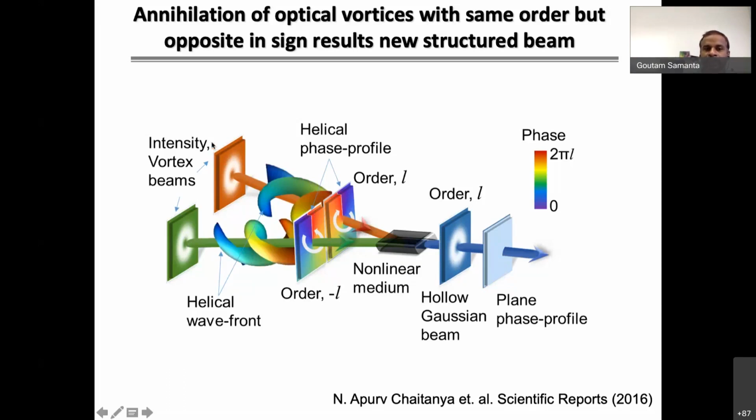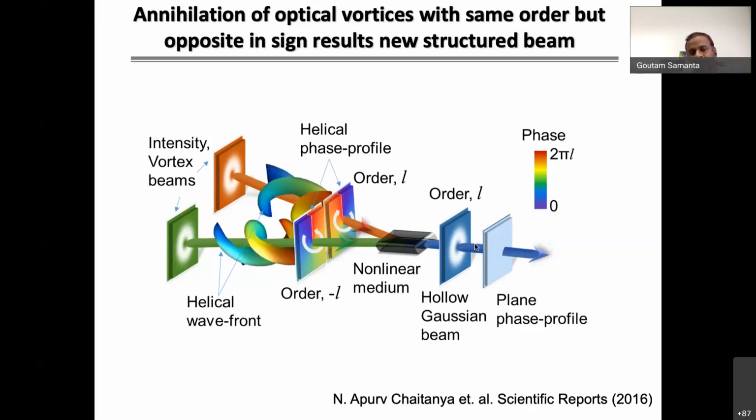And what we did, we used a vortex order of +1 for one beam, and for the other beam the order is -1. So it's +1 and -1, and the result has to be 0. That is what we have done, and then we found there is a donut-shaped beam, but there is no phase distribution. That means the vortex order is not there, so the vortex order is 0.